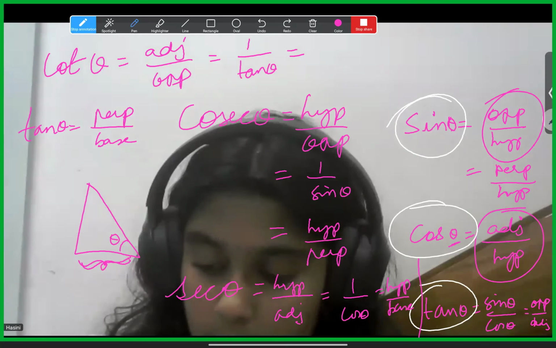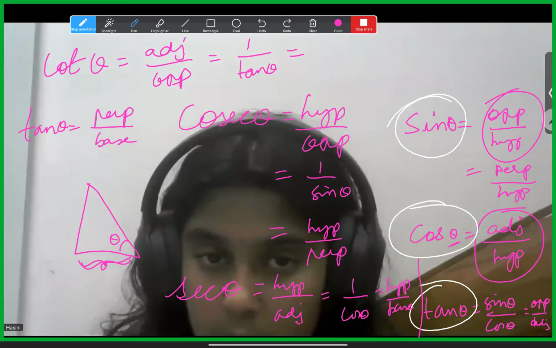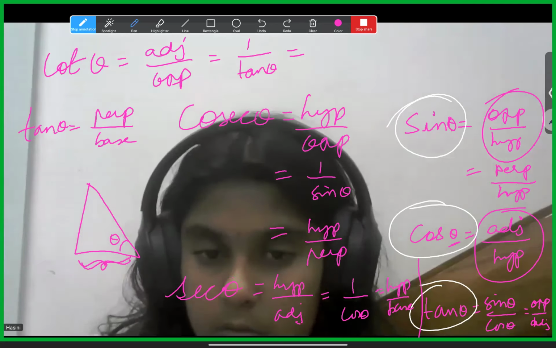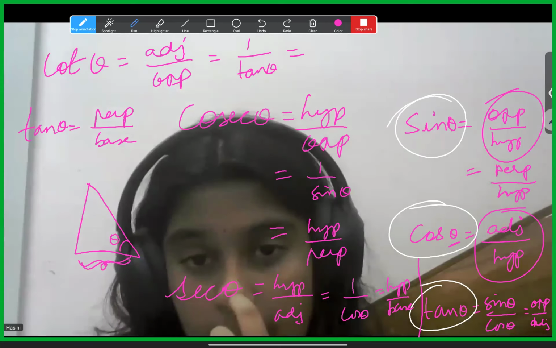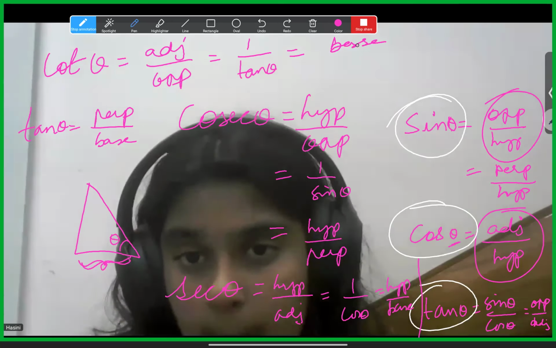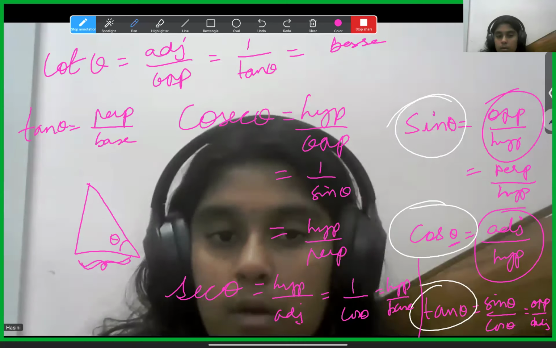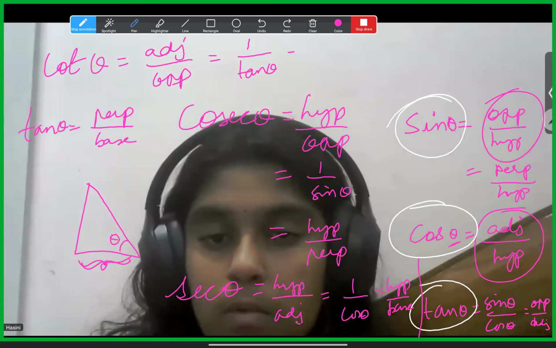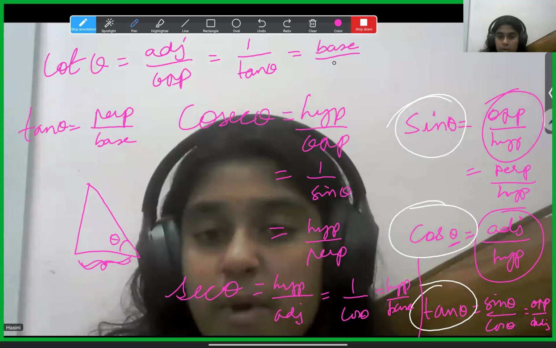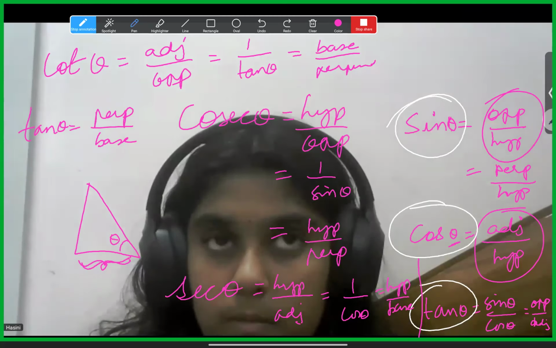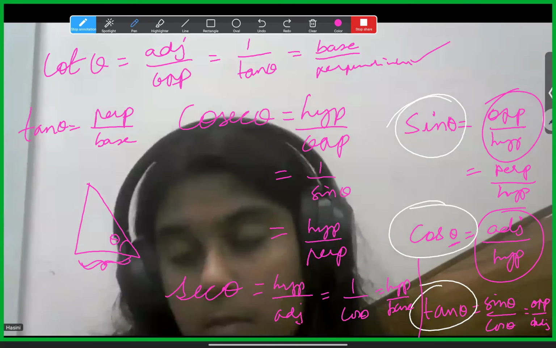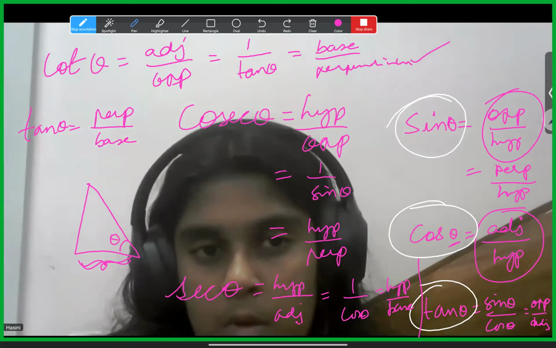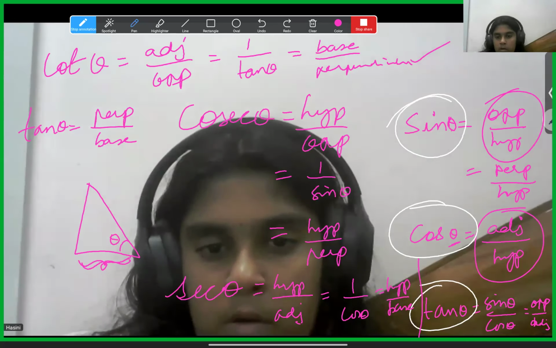And one more, Hasni. Can you tell what is another way? Base by perpendicular. Yes, because tan theta is perpendicular by base. So cot theta will become base by perpendicular, or adjacent side by opposite side, or 1 by tan. All these possible ways we'll use.